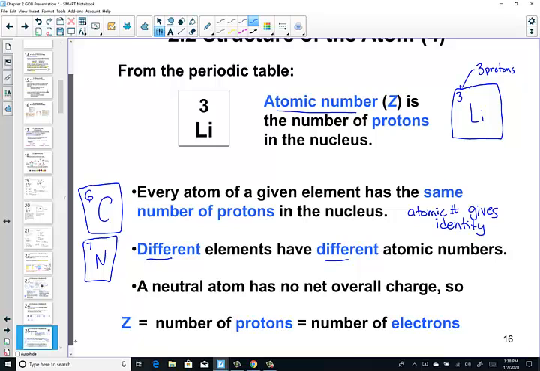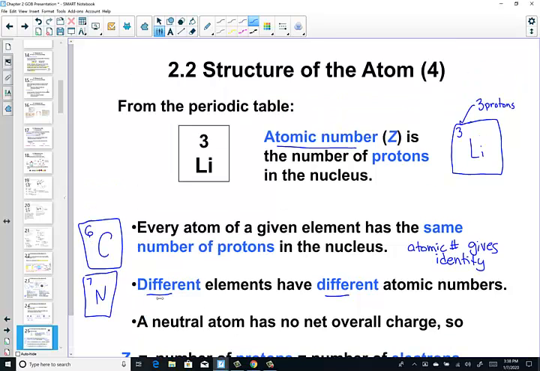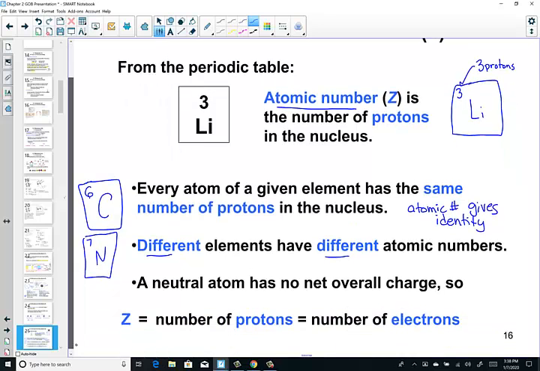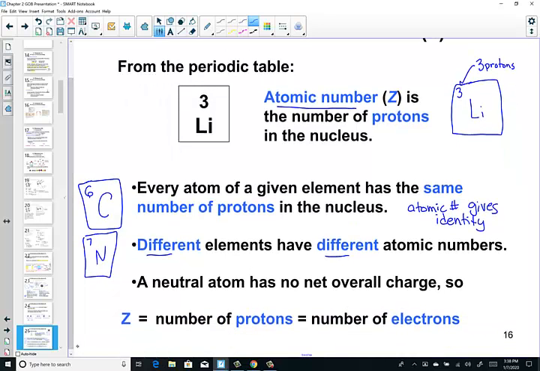And remember, since an atom is neutral, the number of positive charges must equal the number of negative charges so that it's neutral overall. So the number of protons must equal the number of electrons. Positive protons will match negative electrons in a neutral atom. They are electrically balanced, positives and negatives.